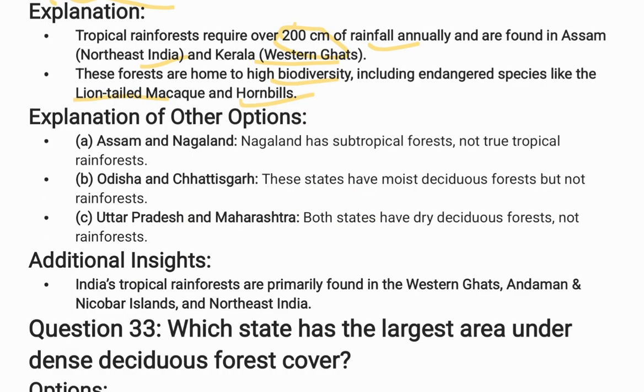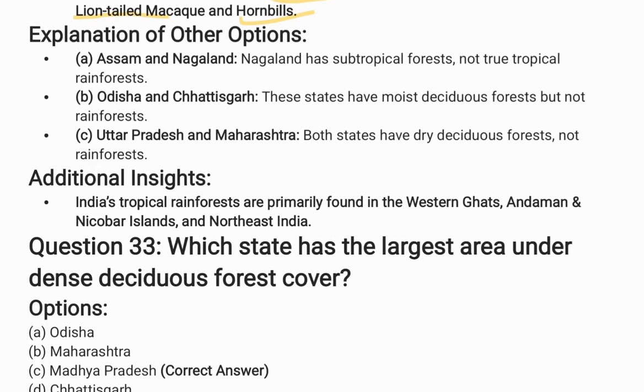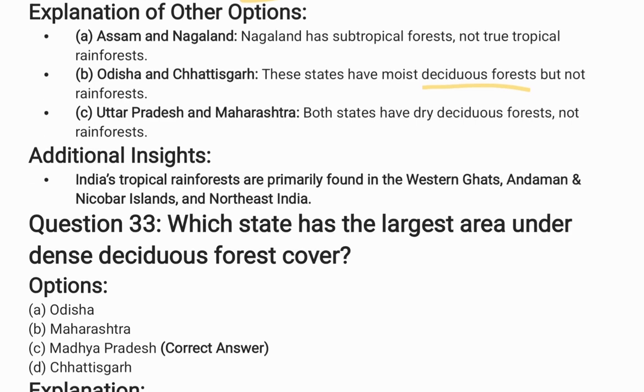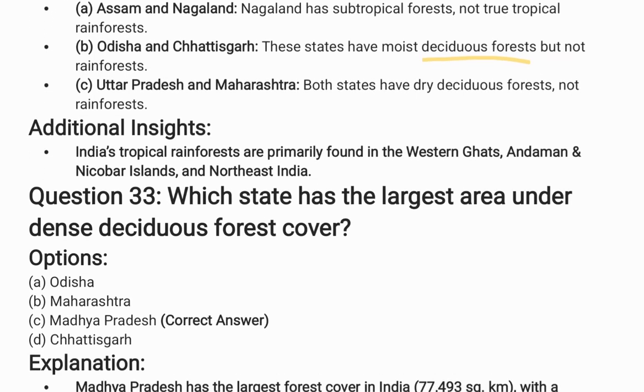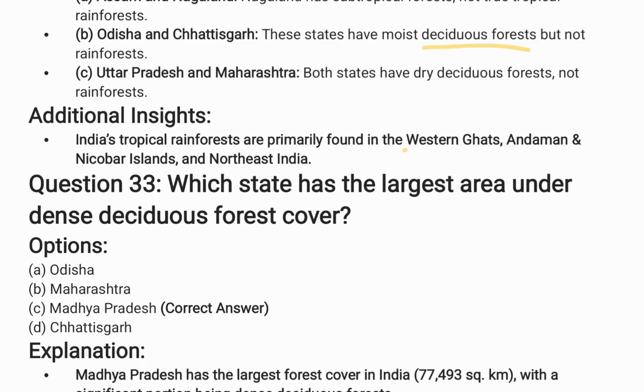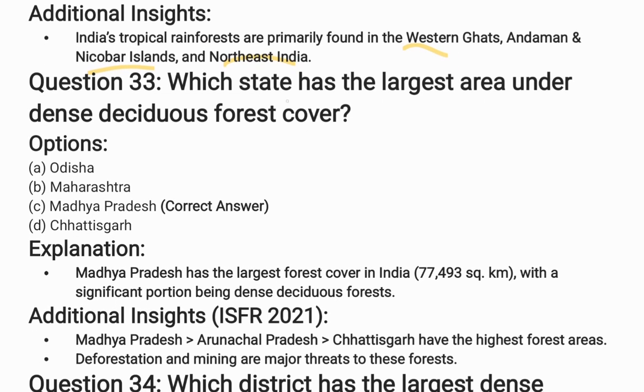Assam and Nagaland: Nagaland has subtropical forest, not true tropical forest. Odisha and Chhattisgarh: these states have moist deciduous forest, but not rainforest. Uttar Pradesh and Maharashtra: both states have dry deciduous forest. India's tropical rainforests are primarily found in the Western Ghats, Andaman and Nicobar Islands and Northeast India.